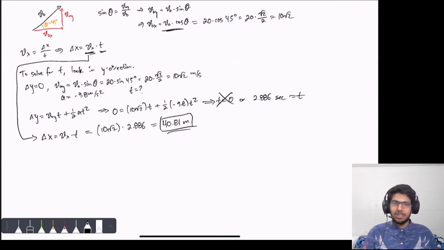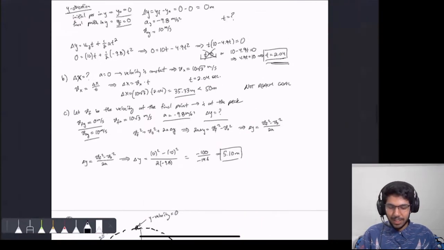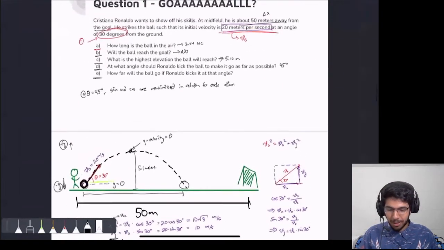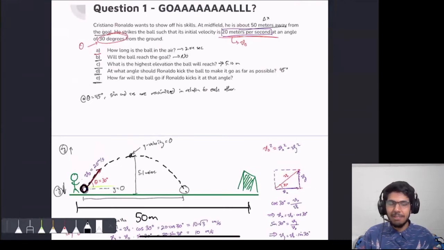So, in order to reach the goal, he would have to increase his initial velocity, right? Provide the ball a better initial velocity than 20 meters per second. So that is question 1, and that was a very lengthy problem, but it went over a lot of important things that we'll see in two-dimensional kinematics, so I think that was a really helpful one to start out with.